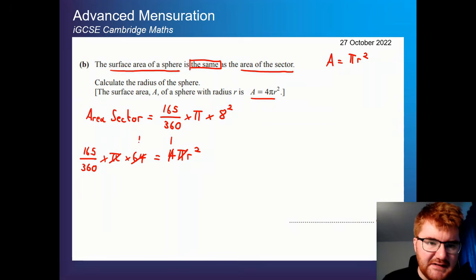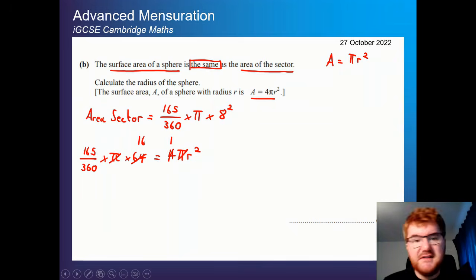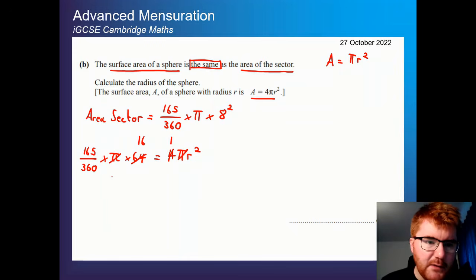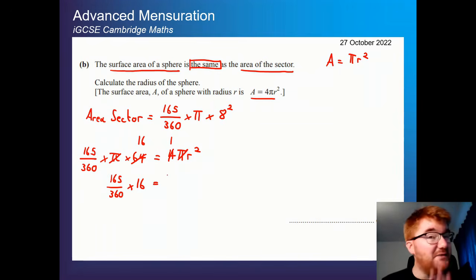Well, that's 16. Again, 16 times 4 is 64. And notice by doing this process, I'm really simplifying this down very quickly. So we get 165 over 360 multiplied by 16. And now all I'm left with on the right-hand side, which is fantastic, is r squared.